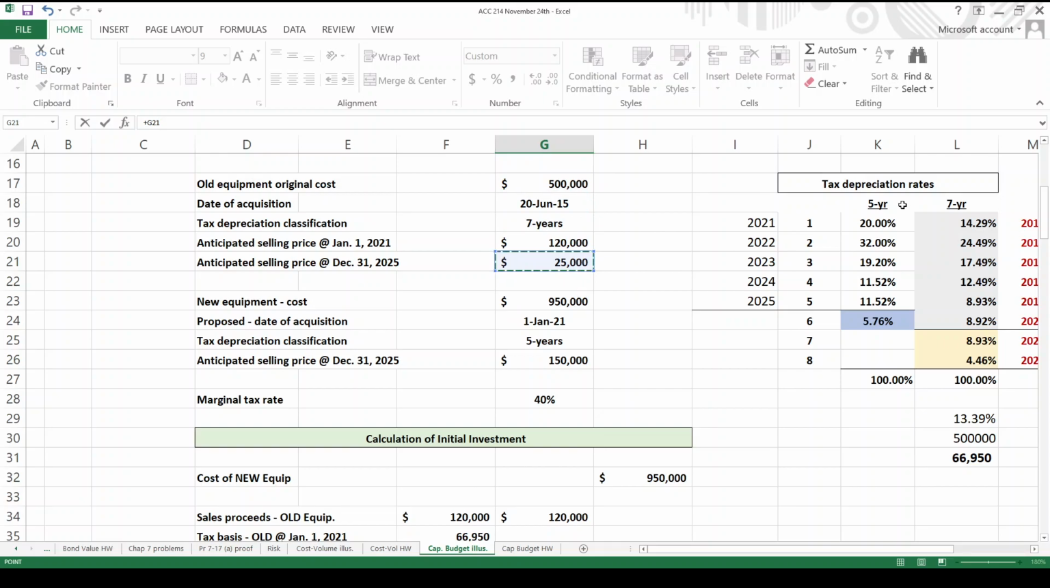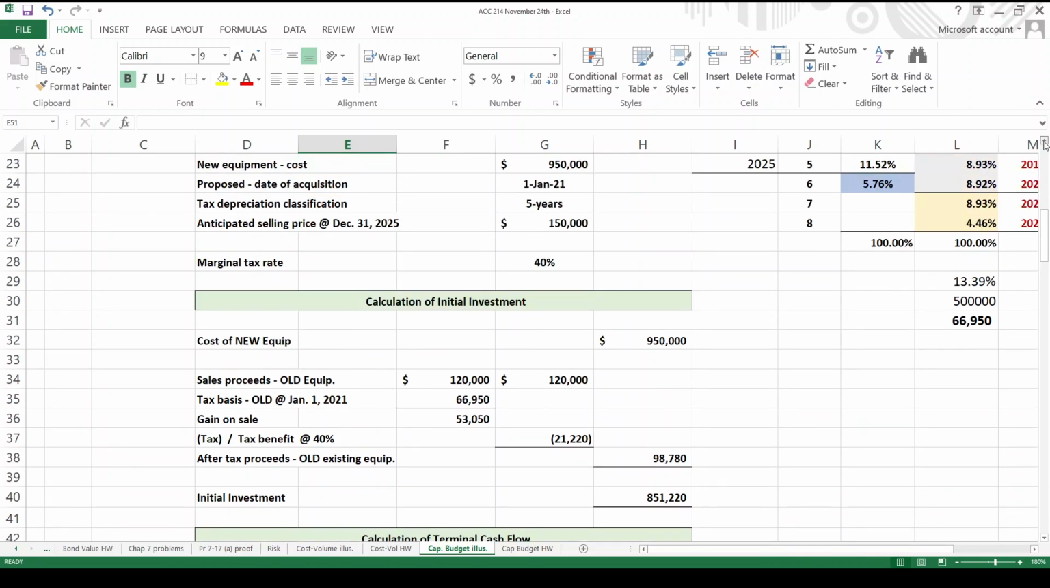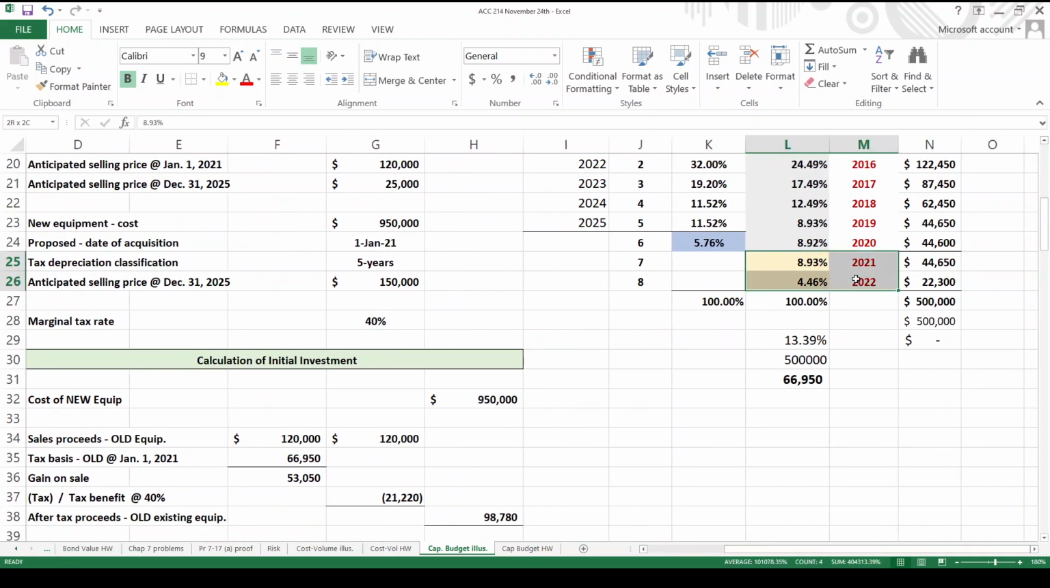This is the old equipment, 25K. Now this is 2025. So at this point you say to yourself, what's the tax basis in 2025? You're thinking, stupid question, right? Because this asset will be completely depreciated as of 2022. So for the years 23, 24, and 25, there would be no depreciation on the old equipment, and its tax basis beginning in 2023 would be zero.